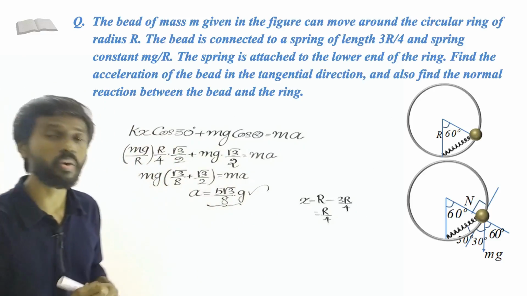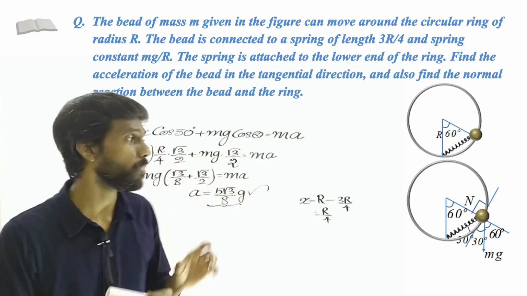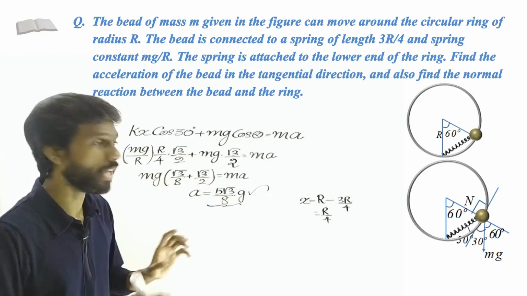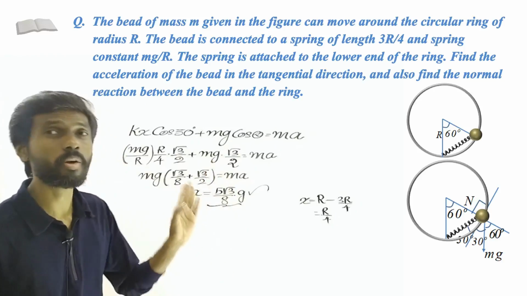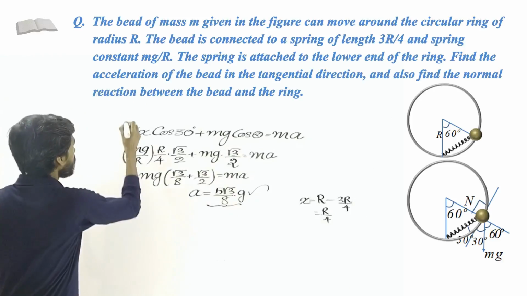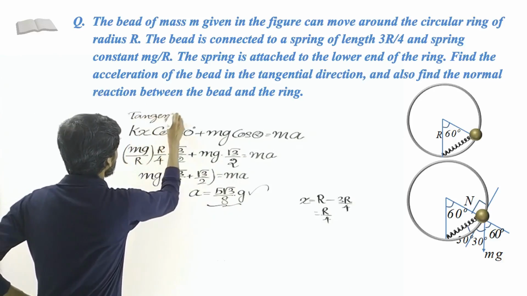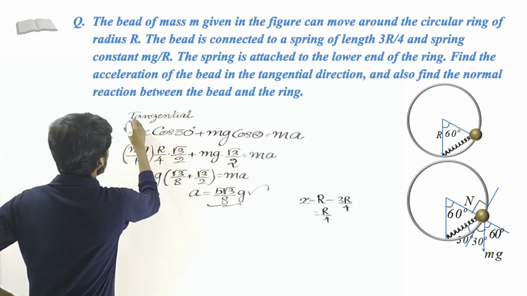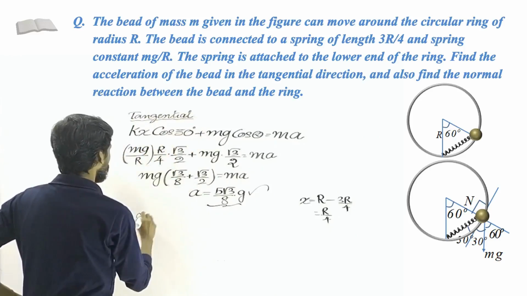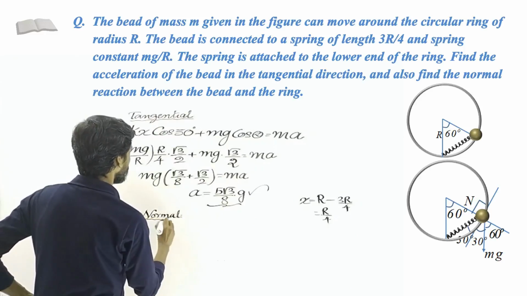So we have considered all the forces in the tangential direction. Now we want to find the normal reaction between the bead and that ring. That means you have to consider the forces in the normal direction. So this is the tangential direction. Now we will consider all the forces in the normal direction. What are the forces acting in the normal direction?